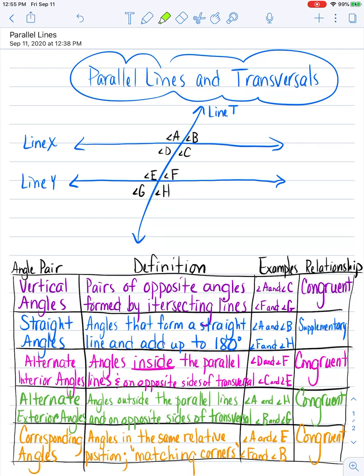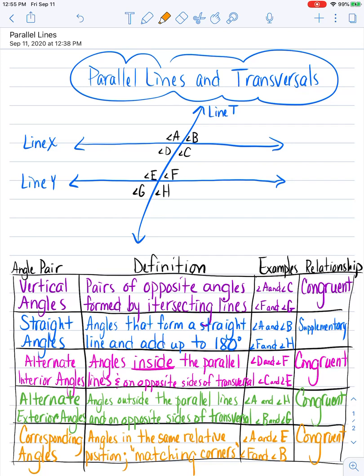Another pair of alternate exterior angles will be angle B and angle G. Again, outside the parallel lines, but on opposite sides of the transversal. And then the last relationship I want you to get used to finding is what's called corresponding angles.